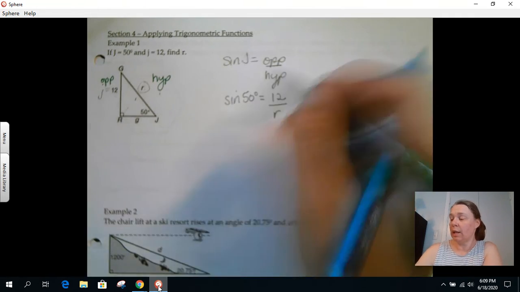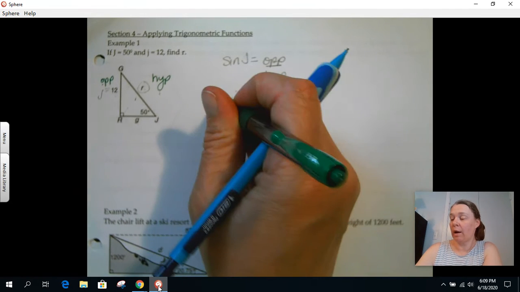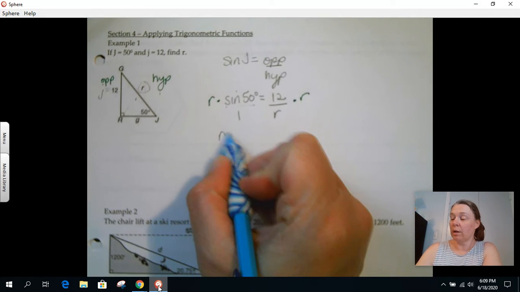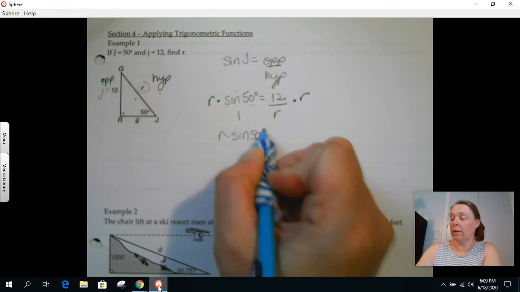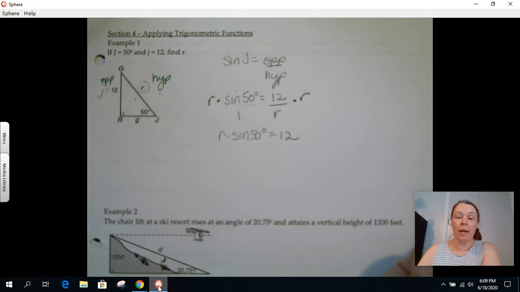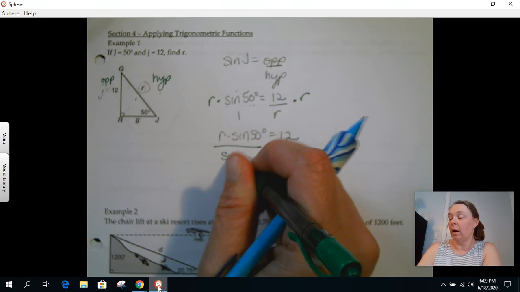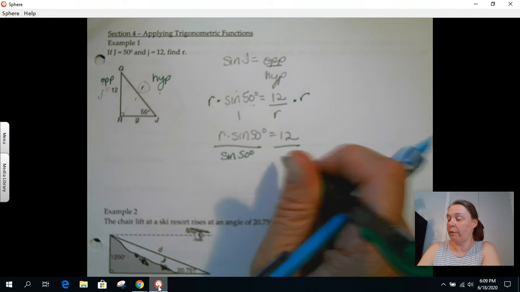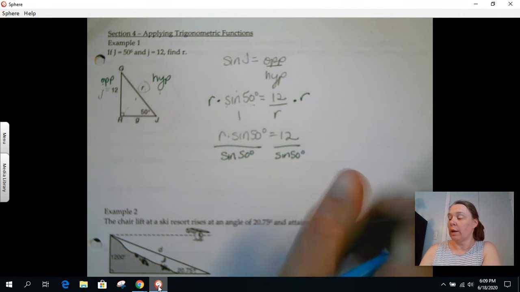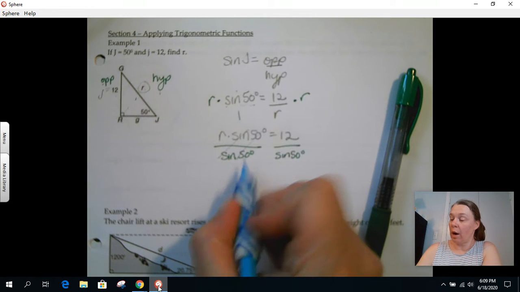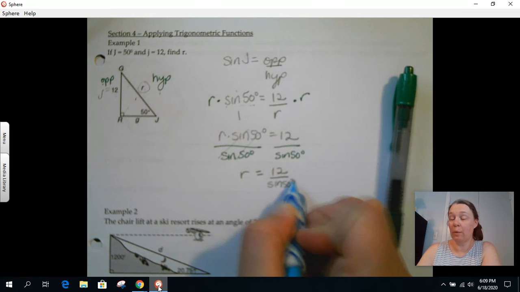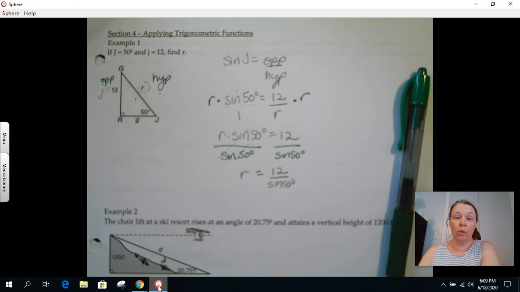So we want to solve for r. And the way I would do this is I would think of it as multiplying both sides by r, or you could almost think of it as cross multiplying. Then I'm left with r times the sine of 50 equals 12. And then to get the r by itself, I'm going to divide by the sine of 50 degrees. Notice I'm not calculating what this decimal is right now. I'm going to do that all in one step over here. Then this cancels out. So r equals whatever 12 divided by the sine of 50 is. And I would just put that into my calculator all in one step.